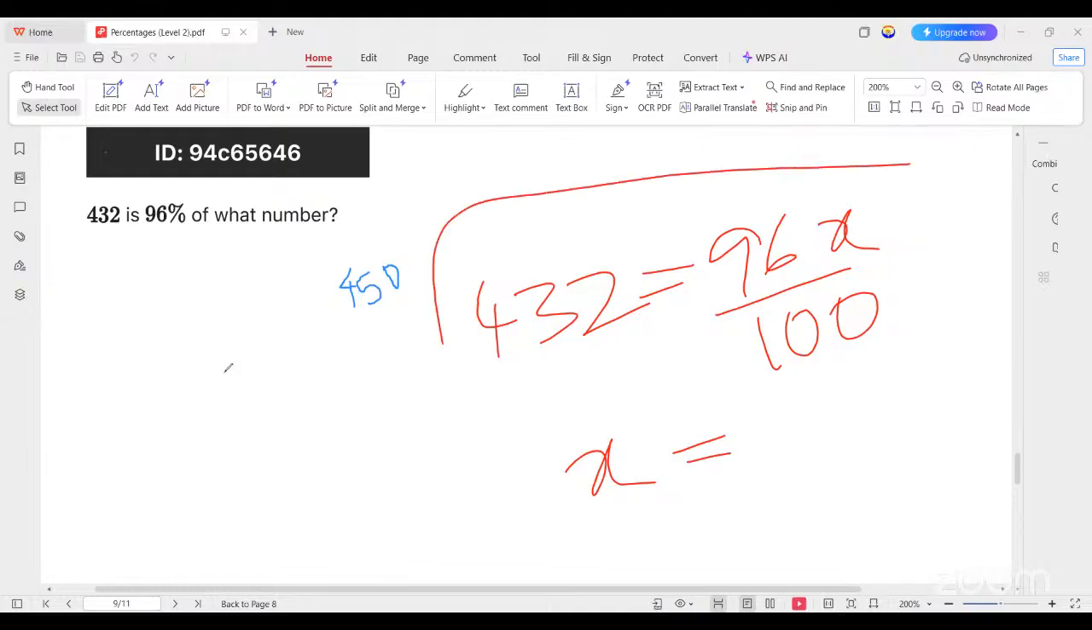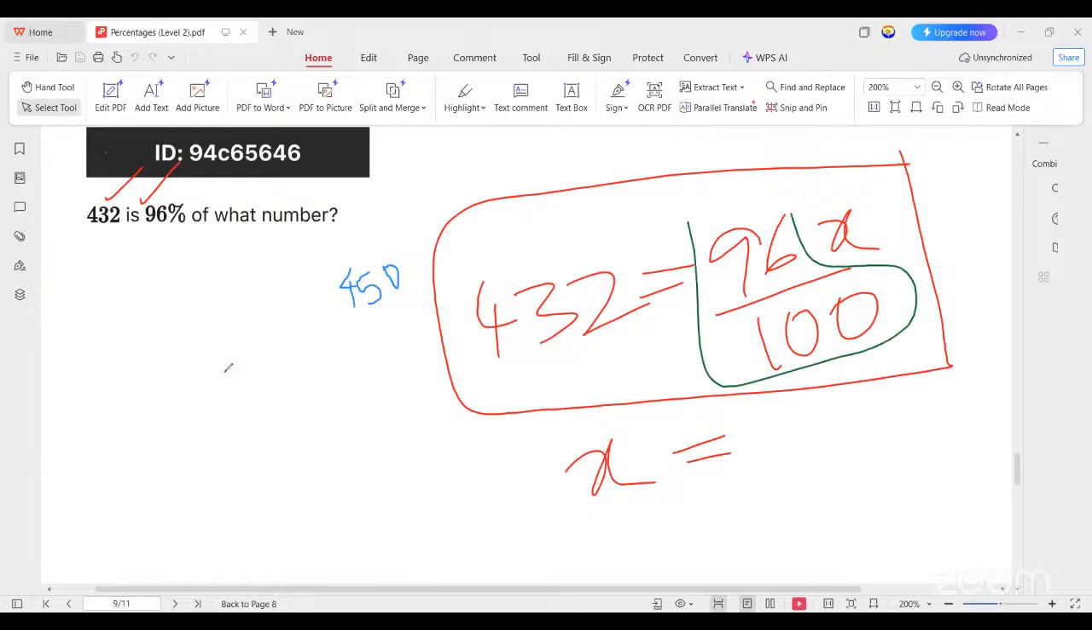This is the equation for the given question. 432 is equal to 96%. I wrote 96% as a fraction. Of means multiplication. What number? The unknown number is x. I just translate it to an equation. Is this fine?